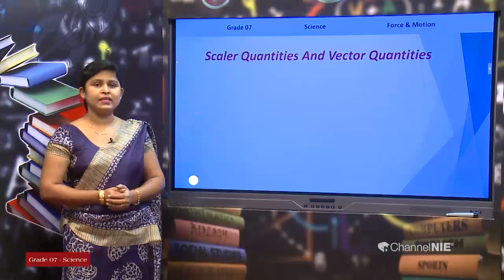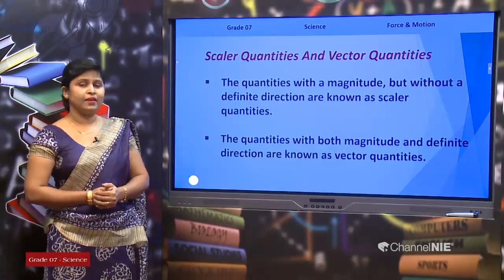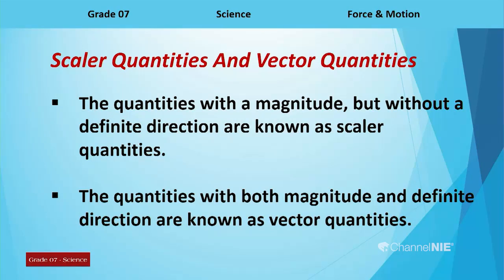Scalar quantities and vector quantities. My dear children, when we are learning science, we meet different quantities. As well, we use different quantities in science. According to the presence and absence of definite direction, we can categorize the quantities into two groups as scalar quantities and vector quantities. Right. Now, let us see what are known as scalar quantities and what are known as vector quantities. The quantities with a magnitude but without a definite direction are known as scalar quantities.